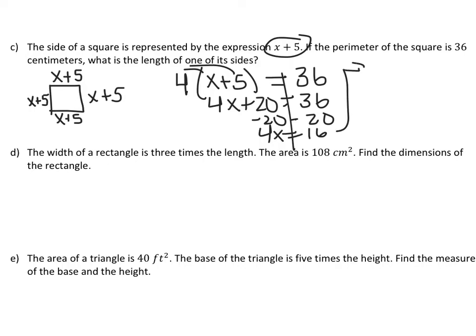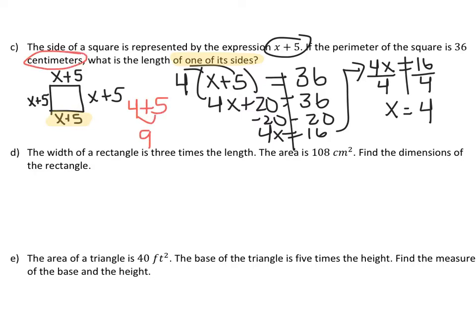Let's bring this over here for more room. So 4x equals 16. We're going to divide both sides by 4, and we get x equals 4. Now it gives me what x equals, but that's not what we're looking for. We want to know the length of one of its sides. And remember, its sides are represented by x plus 5. So we're going to take the 4 that we got as our value for x and add it to 5. And we get 9 centimeters is the length of one side.